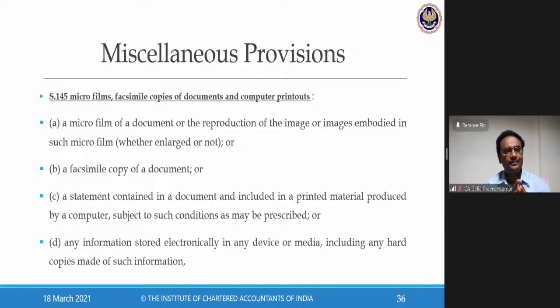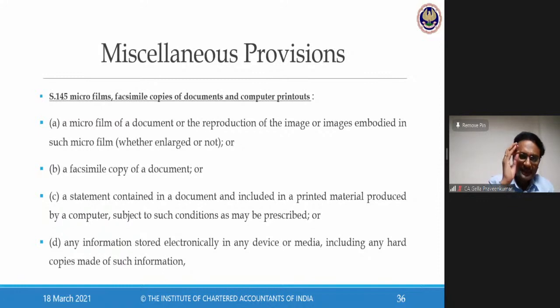This provision says, section 145, admissibility of microfilm, facsimile copies of documents and computer printouts as documents and as evidence. Any of these documents can be considered as evidence in the legal proceedings against you, in the prosecution. Remember carefully, a computer seized, a laptop seized, software taken as a backup in their pen drive, Tally software, Tally backup taken in their pen drive.